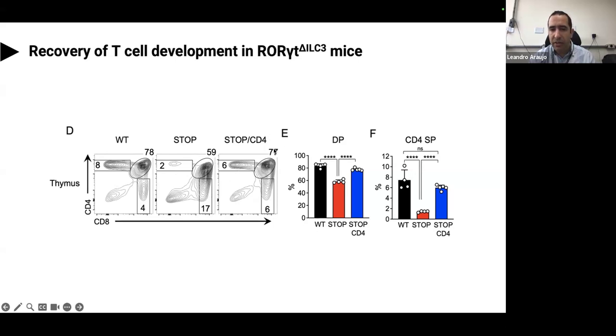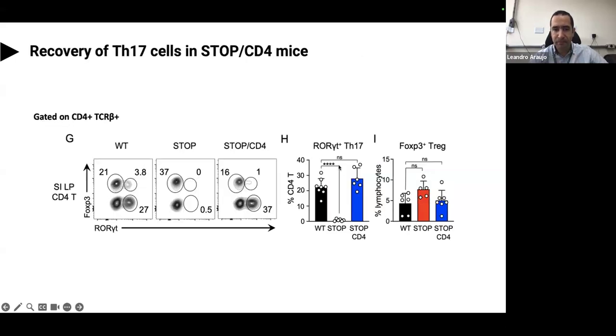And then when we cross the mice with CD4 Cre, turning on RORγt expression in CD4 T cells, we can rescue these populations. So we have here normal numbers of CD4 single positive cells, CD8 maturation, and double positive numbers.